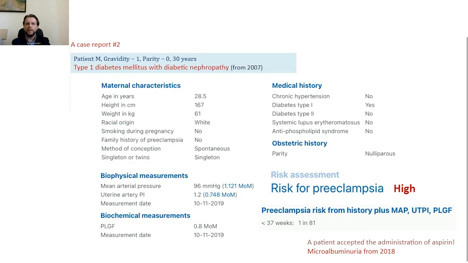And you can see patient BRAVO 1, 30 years old. She has type 1 diabetes mellitus with diabetic nephropathy from 2007 and microalbuminuria. According to risk assessment for preeclampsia, a high risk for the development of this disease has been determined. The patient accepted the administration of aspirin.